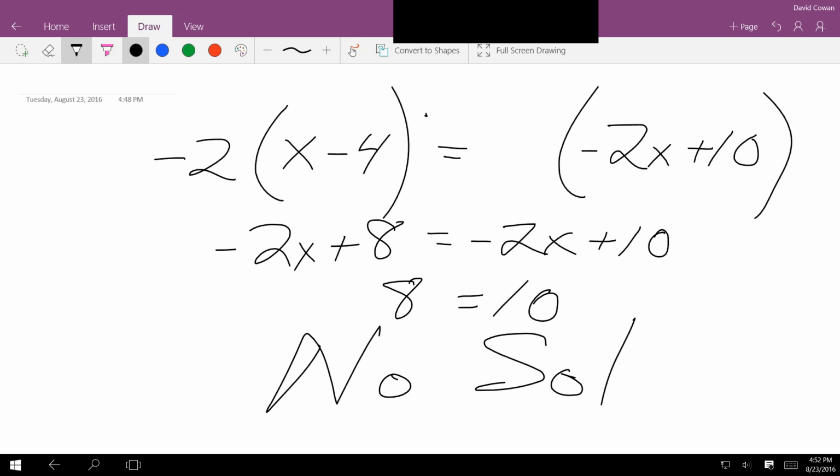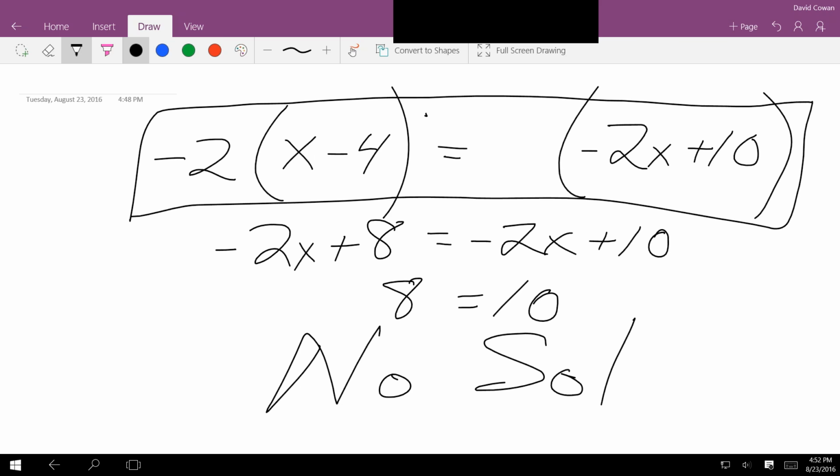In other words, there are some equations that don't have a solution, and that's one of them. There is no value for x that makes that true. None. And the reason I know is because when I tried to solve it, I got one number equals a different number, which is impossible.